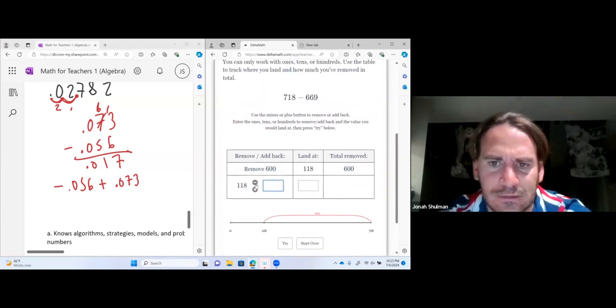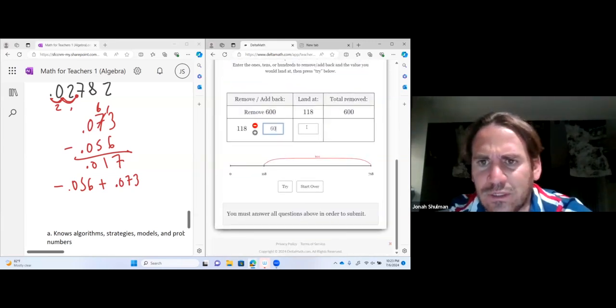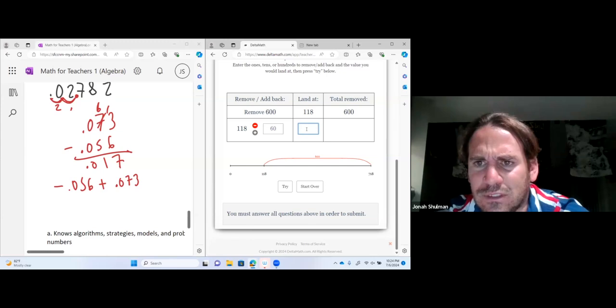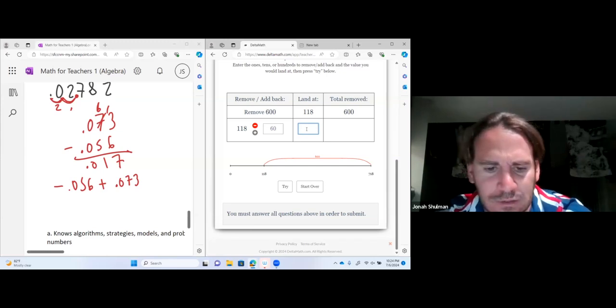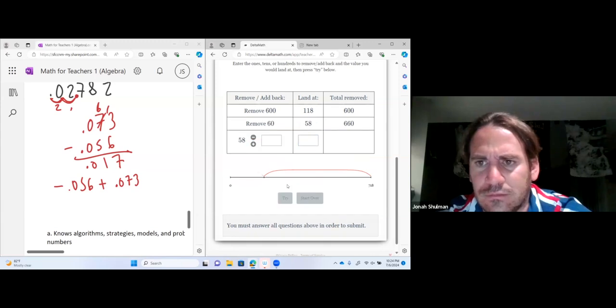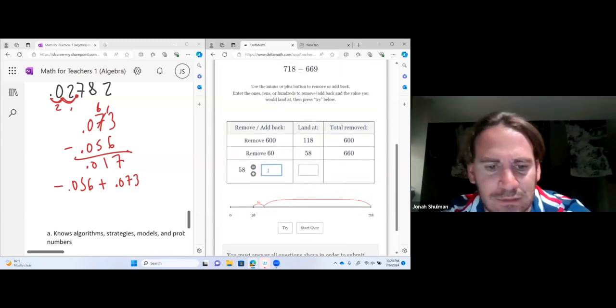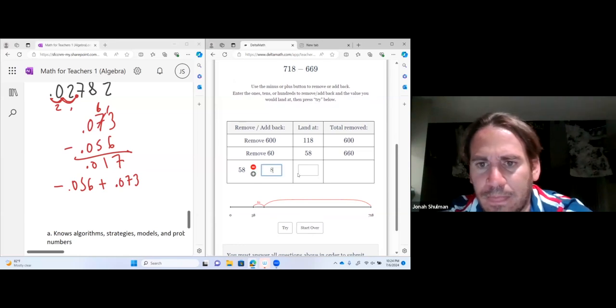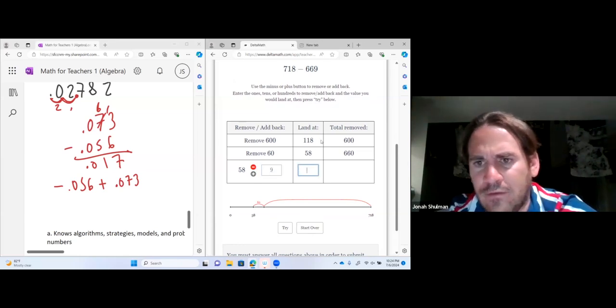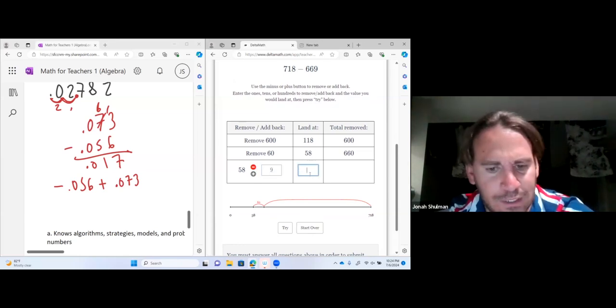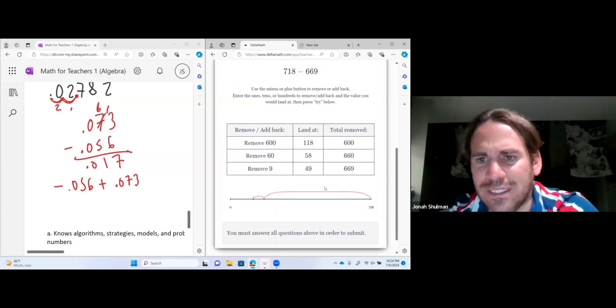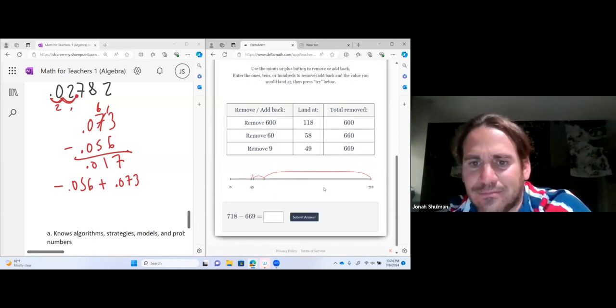Let's get rid of 60. That's minus 60. So I did the 100th place. Now I'm doing the 10th place. The 118 minus 60 is going to be 58, I'm pretty sure. And now I just have to take away. So I got rid of 660. Let's get rid of 9 more. 58 minus 9 is 49 is the correct answer. We did it. Nice.